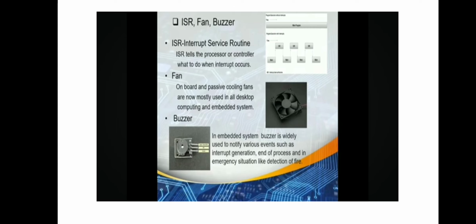Fans, onboard and passive cooling fans, are now mostly used in all desktop computing and embedded systems. In this project, we are using the fan for the wash, rinse, dry programs. And the next one is the buzzer. In embedded systems, a buzzer is widely used to notify various events such as interrupt generation, end of process, and emergency situations like detection of fire. In this washing machine project, we are using the buzzer in one specific situation: whenever the door or lid is opened, it turns on the buzzer and displays that the door is open, please close.